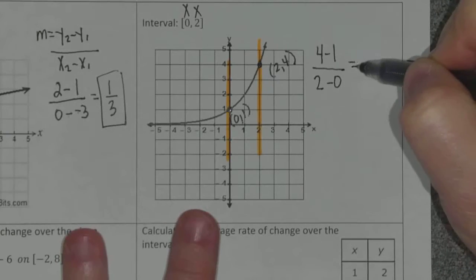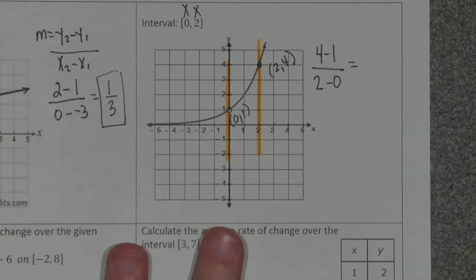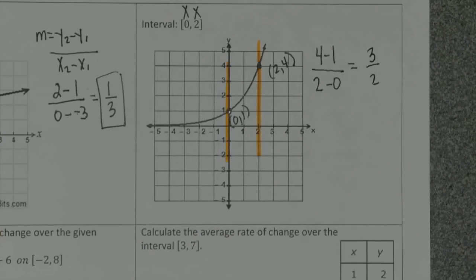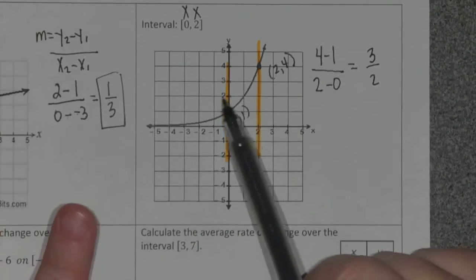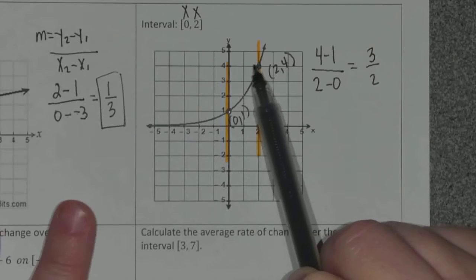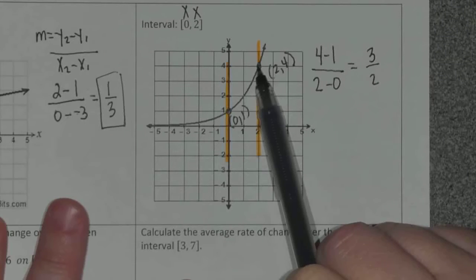All right, let's simplify then. What's 4 minus 1 on the top? Yeah, it is 3 over 2. Okay, now another point to be made, if we were to just count our slope, 1, 2, 3, and over 2, would it be the same thing?